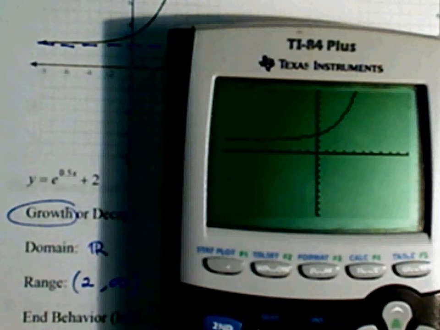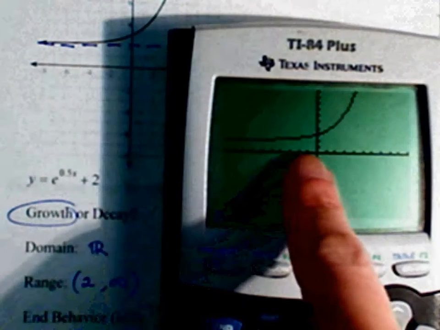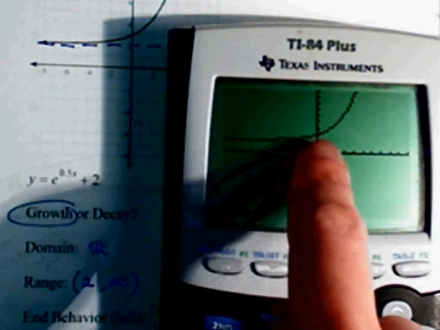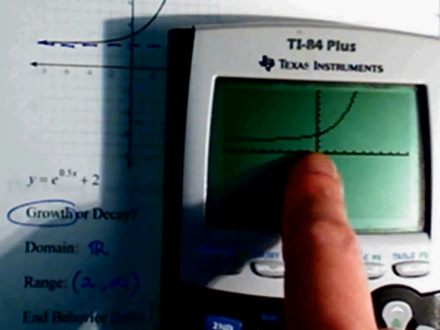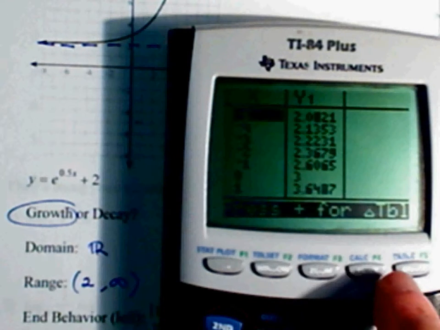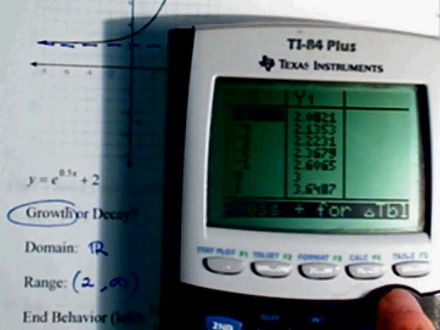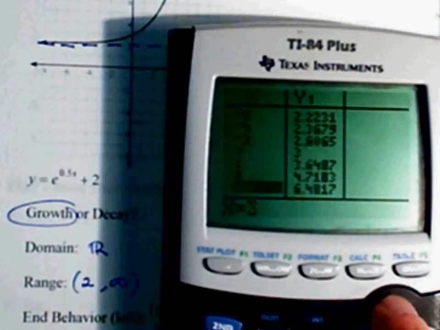Did you get the graph? Now, I want to point something out. This is how you can tell. When I have the graph, look at the graph. If you hit second table, you see that right there? Look at your y value. You see how it keeps going up.